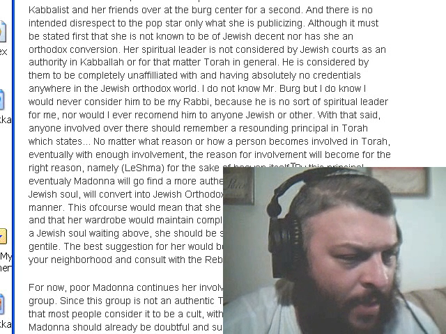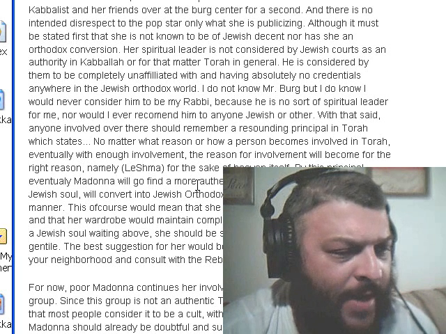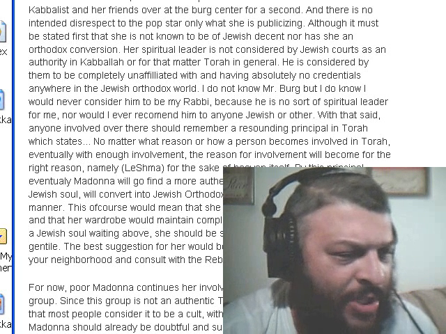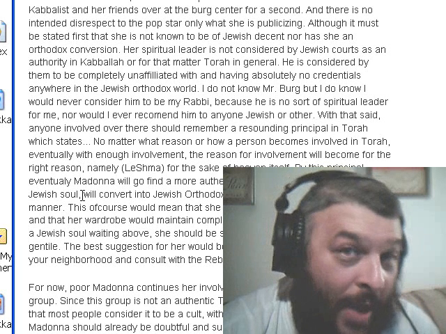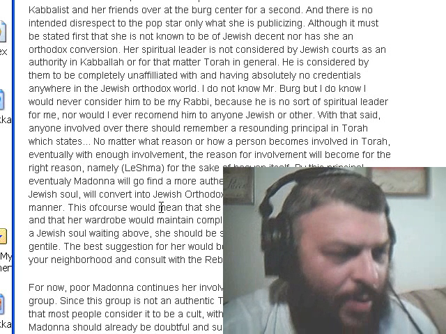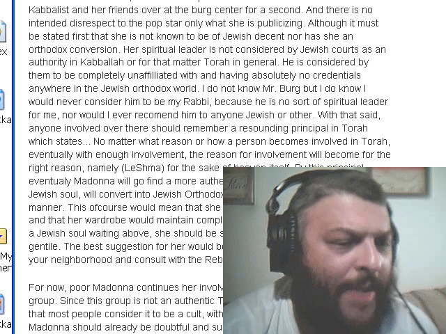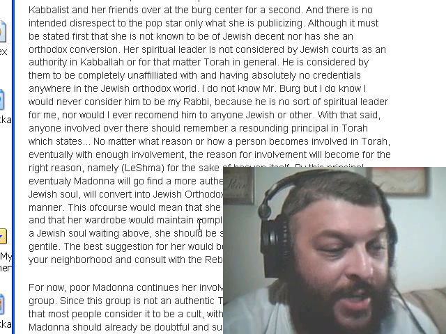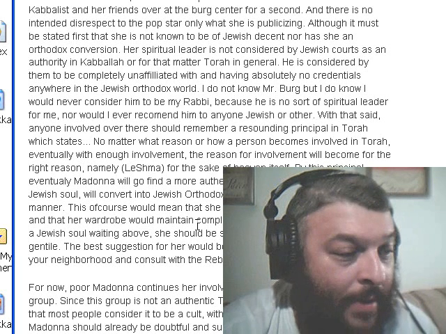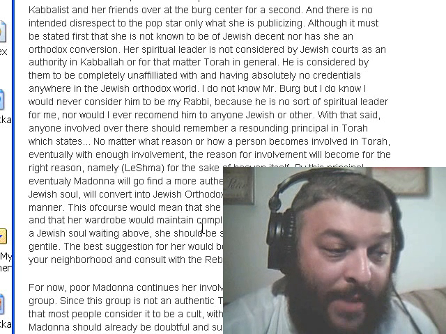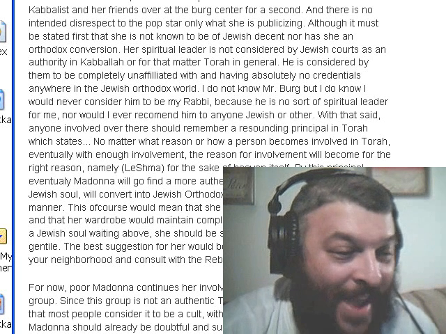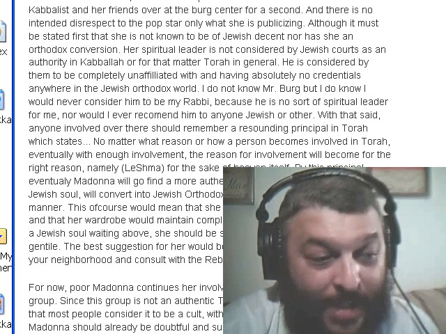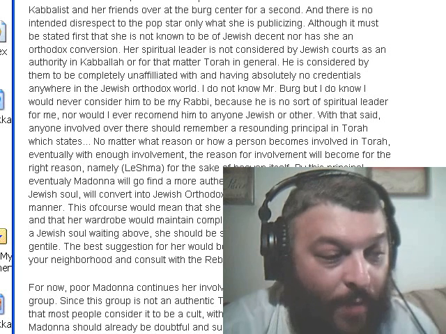By this principle, eventually Madonna will go find a more authentic teacher, and if indeed she has a Jewish soul, which is doubtful, yet unknown, she will have to convert into Jewish orthodoxy in the correct and approved upon manner. This, of course, would mean that she could no longer perform before men, and that her wardrobe would maintain complete modesty. And if she does not have a Jewish soul waiting above, she could and should be satisfied with the level of a righteous Gentile.